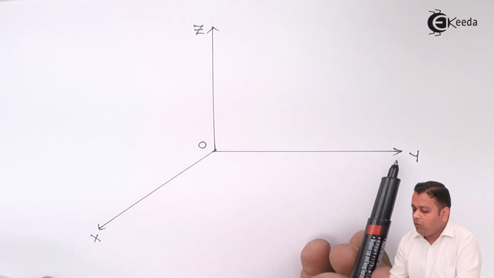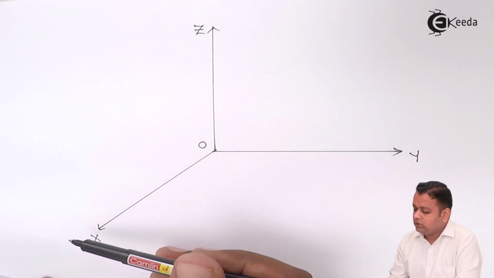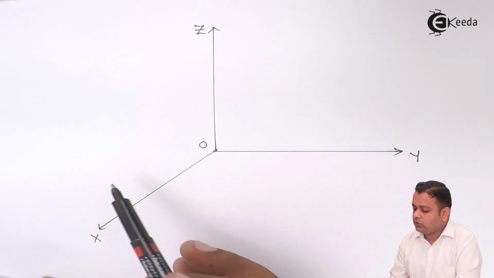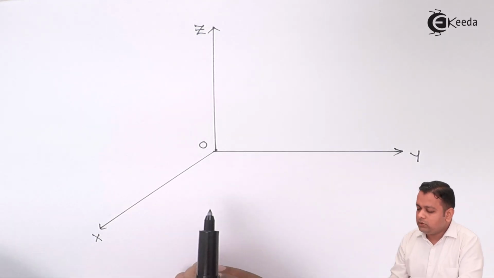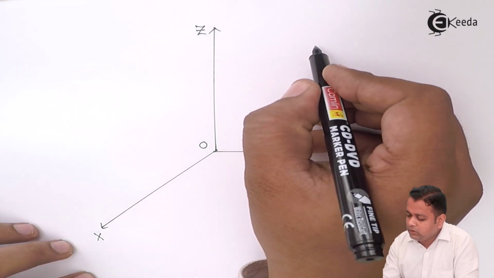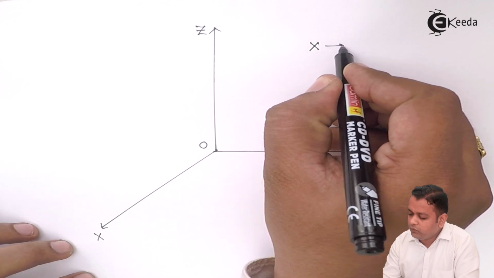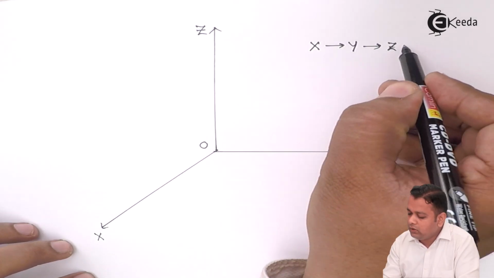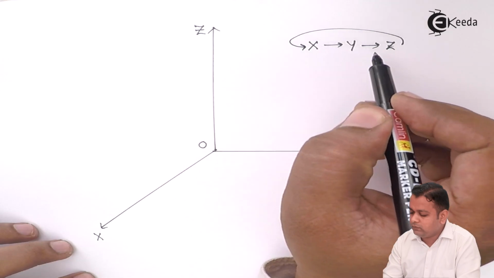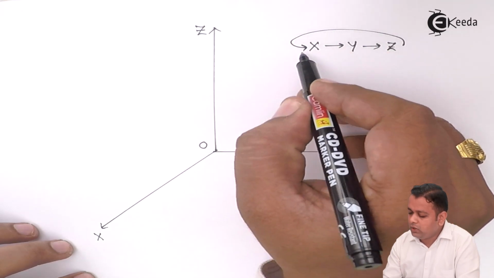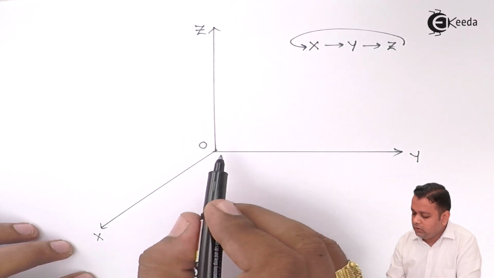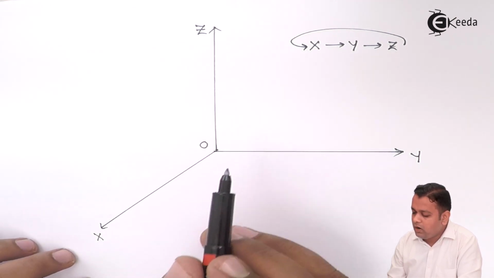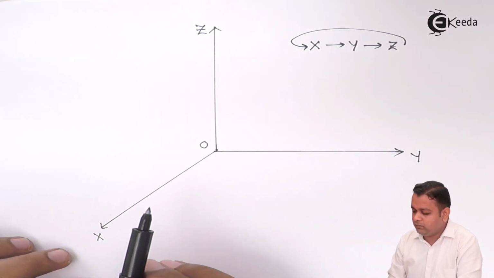If we go from y to z, we get x, so x should also be positive, or z to x, it should be y. So the representation can be like this: x to y gives z, y to z gives x, and z to x gives us y. So these are perpendicular to each other. This is called the right-handed coordinate system.